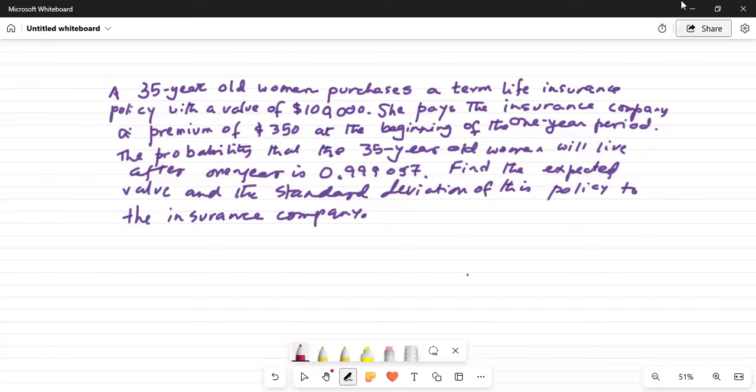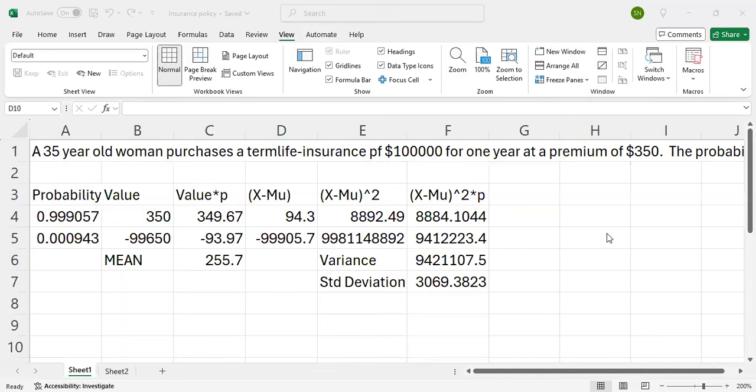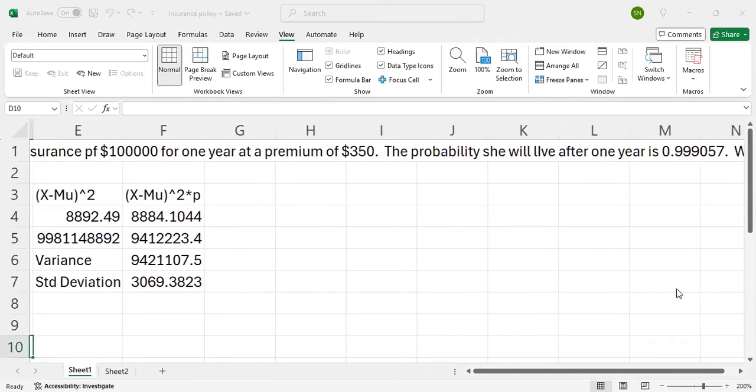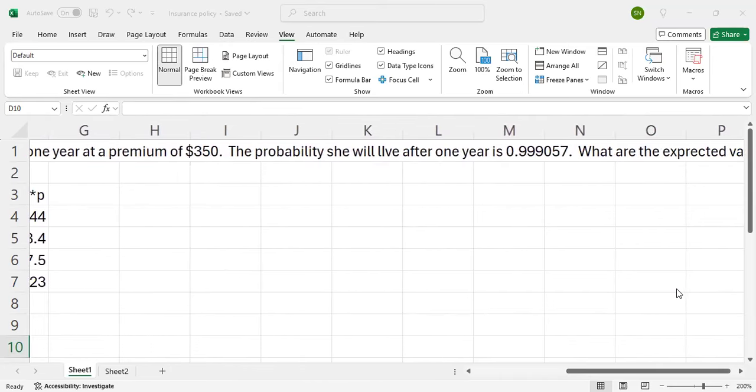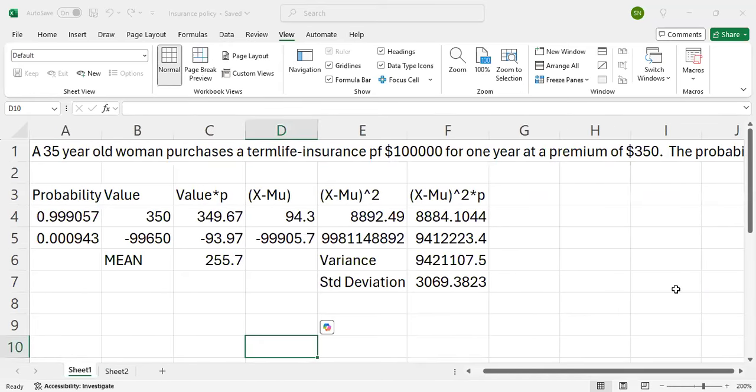Now let's go to Excel. Now I will share my Excel screen with you. Okay. Same 35-year-old woman purchased a term life insurance of 100,000 for 1 year at a premium of 350. The probability she will live after 1 year is 0.999057. What are the expected value and the standard deviation?